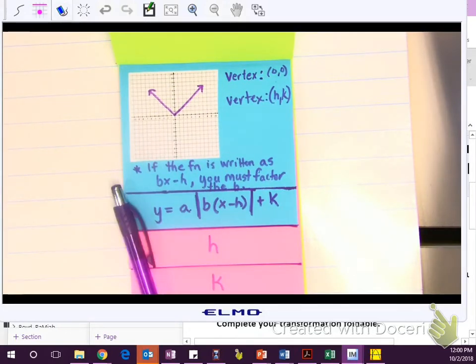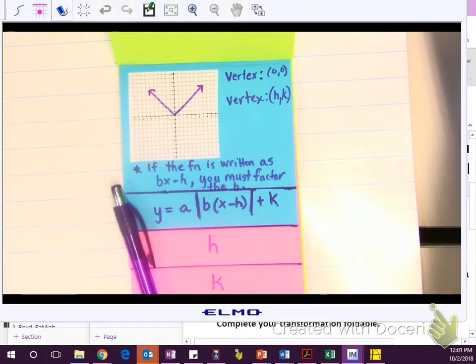You should also add this note. See where I put the star or the asterisk? If the function, listen please, if the function is written as bx minus h without the parentheses, then you must factor the b. So if it's written as bx minus h, you must factor out the b value before you will know what the h value actually is.